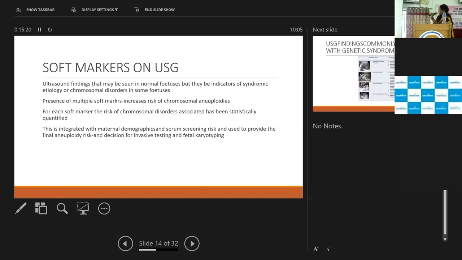So presence of multiple soft markers increases the risk of chromosomal aneuploidy. For each soft marker, the risk of chromosomal disorder has been statistically quantified and tables are there. So we have to explain the risk of chromosomal anomaly, and this is integrated with maternal demographics, the age and the maternal serum screening risk, and used to provide the final aneuploidy risk. So we have the soft marker risk plus the serum screening risk plus the age related risk and the NT scan if it is done early. And the decision for invasive testing should be taken, and karyotyping.